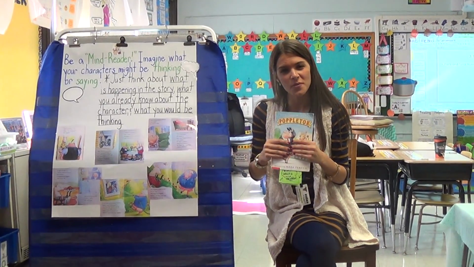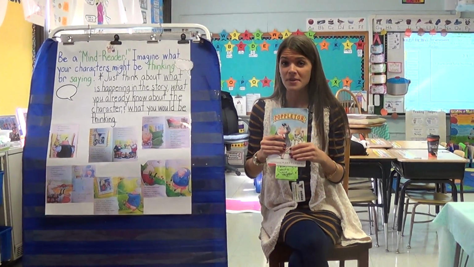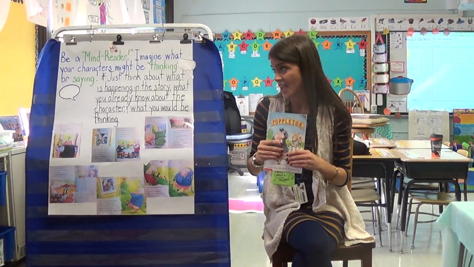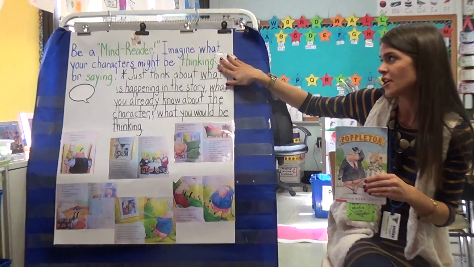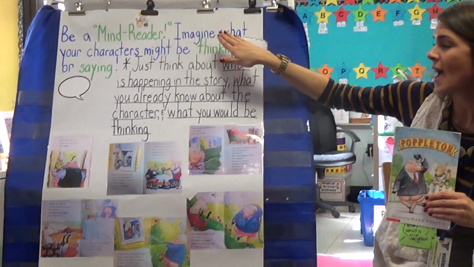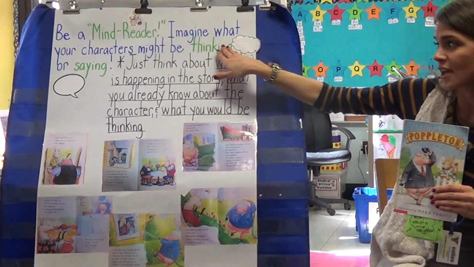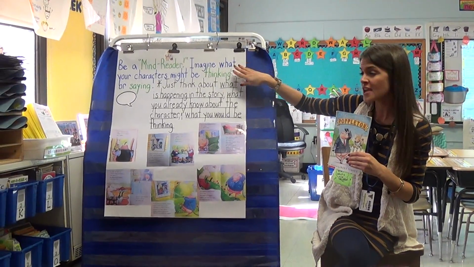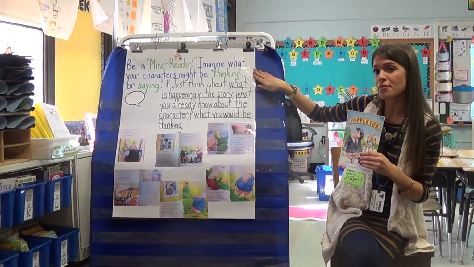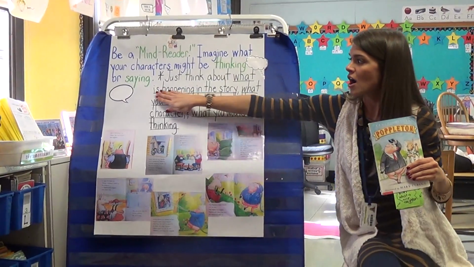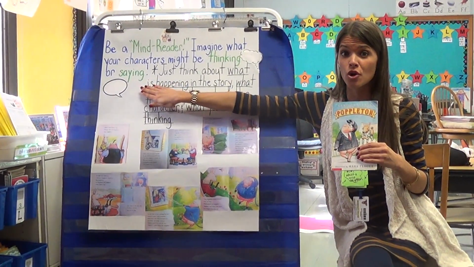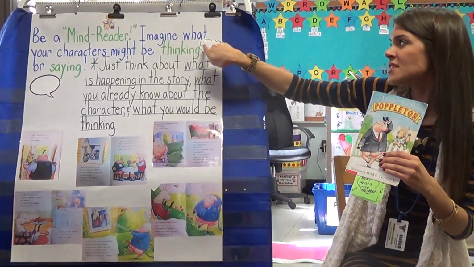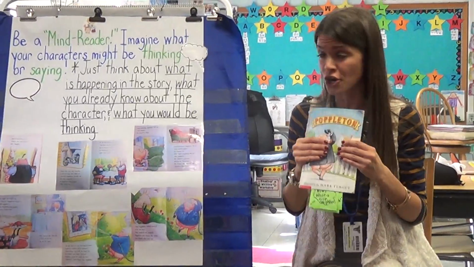Okay, readers, today we're going to work on being a mind reader to make inferences on what our character might be thinking or saying. So if we look at our chart over here, it says be a mind reader. Imagine what your characters might be thinking or saying. To know what our character might be thinking, we're going to make a think bubble. To understand what our character might be saying, we are going to be making speech bubbles. These two symbols will help us make inferences in our books.